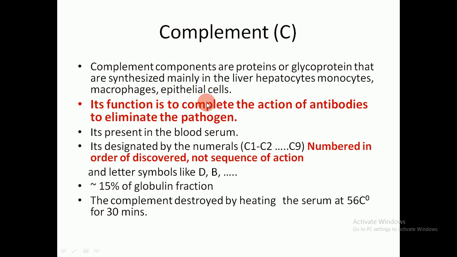The function of the complement, as its name suggests, is to complete the action of the antibodies to eliminate the pathogen. So it fixes the antibody and completes the action of the antibodies to eliminate the pathogen. It's present in the blood serum. It's designated by the numerals C1, C2 to C9, numbered in the order of discovery, not sequence of action.